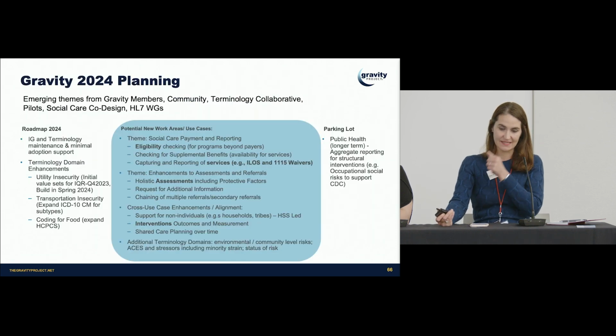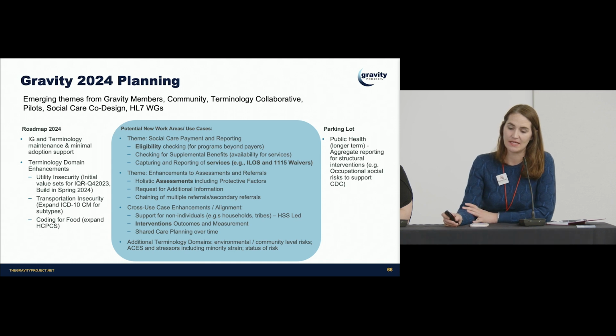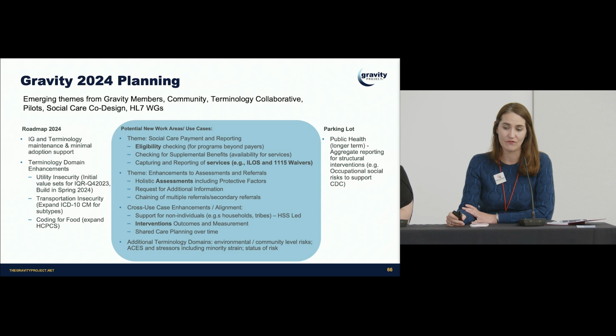And with that, this is a lot of words on a slide. It is meant to be a summary of a very exciting list of opportunities, of activities for Gravity to have our members that are actively right now prioritizing this work moving forward into 2024. We will move at the pace of funding, essentially, but these are emerging themes in the blue box in the middle here that are potential new work areas for us that came from our Gravity members, our very large community of individuals, our terminology collaborative, our pilots and our implementations, our social care co-design, as well as HL7 work groups. WG is work groups, my apologies for the acronym.